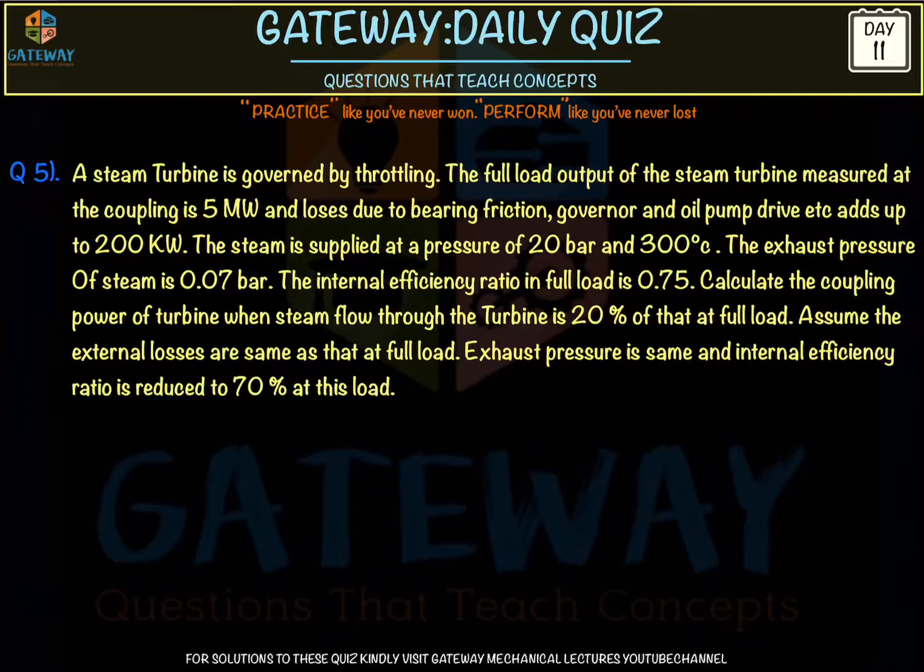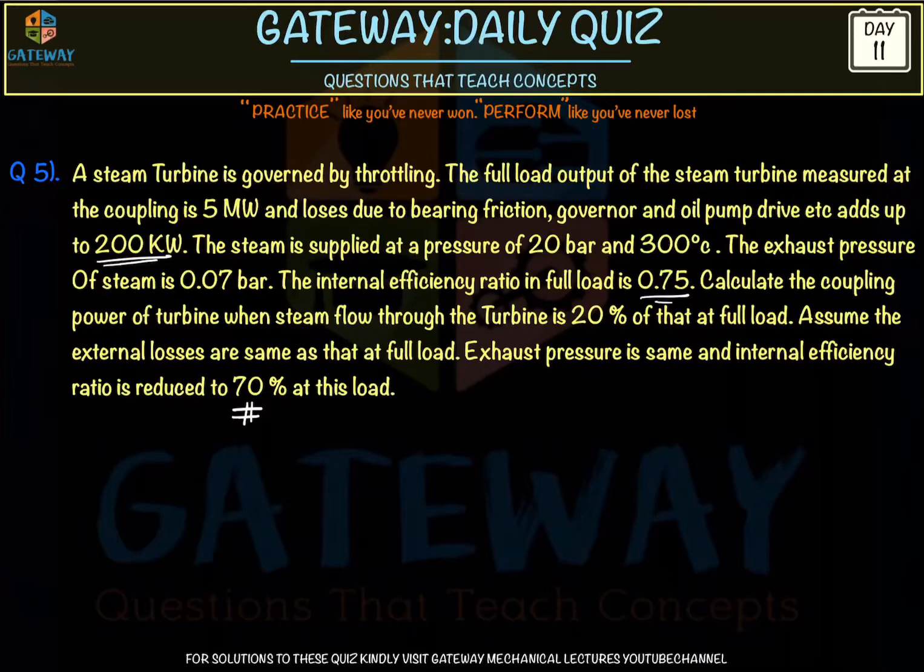Assume the external losses are the same. So here we are having an external loss of 200 kilowatt. So here also the external losses will be the same, 200 kilowatts. And also the exhaust pressure is the same. Okay, exhaust pressure being the same. The internal efficiency ratio is reduced to 70% here. Here the internal efficiency ratio is 0.75, nothing but 75%. Here it is 70%, nothing but 0.7.